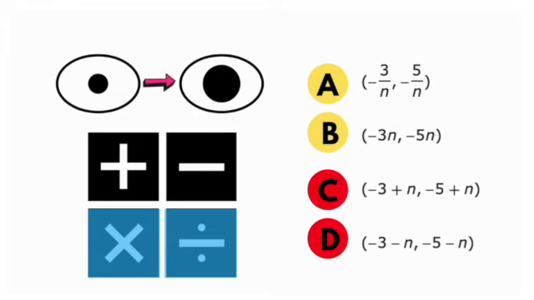So we're going to be looking at multiplication and division. We don't divide by the scale factor of n. We actually multiply because it's going to be an enlargement. So the correct response on this one is B, negative 3n, negative 5n.